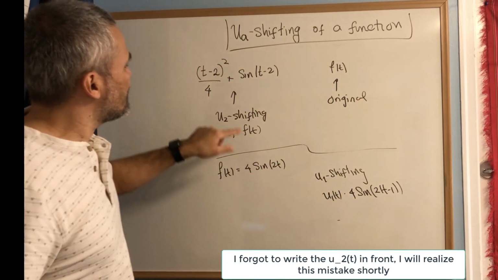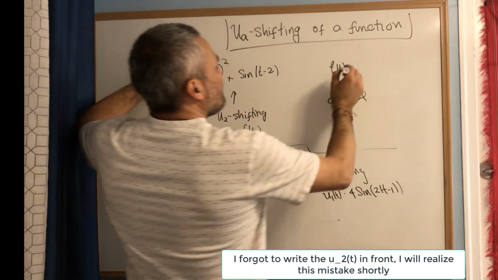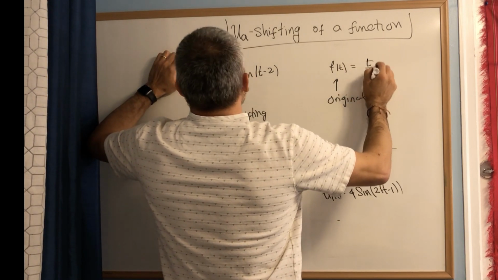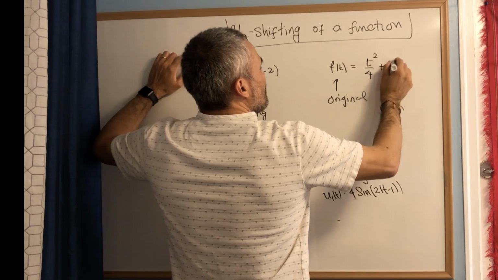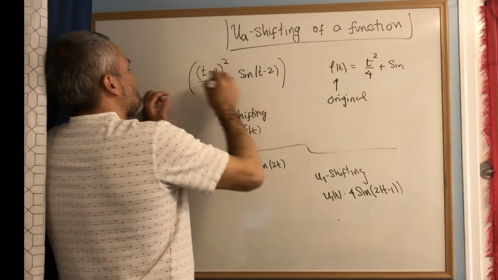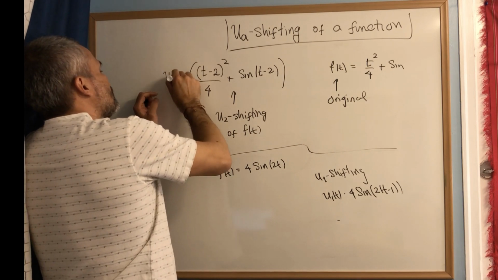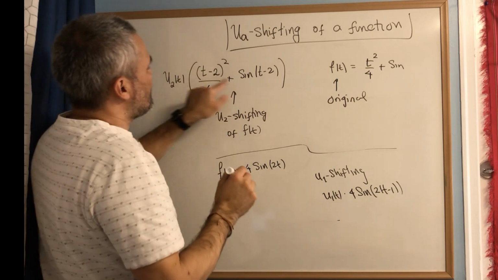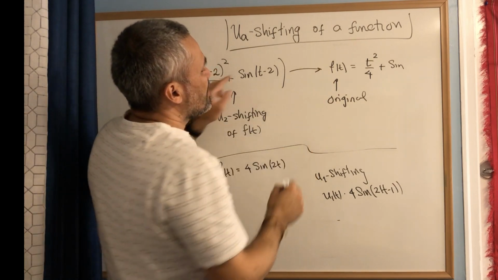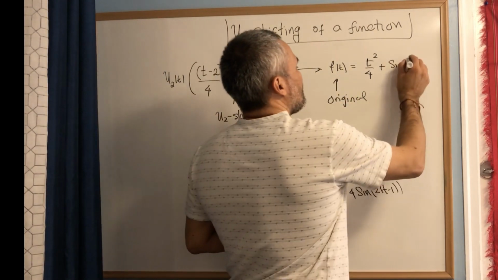Then, according to this, we can see that this would be just t squared over 4 plus sine of t. Oh sorry, I forgot to say that I have to write the u2 of t. If you have u2 of t times this, then this is the u2 shifting of that function.